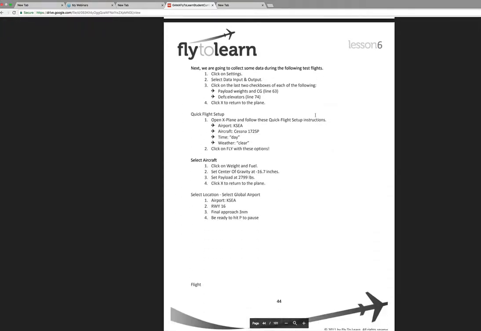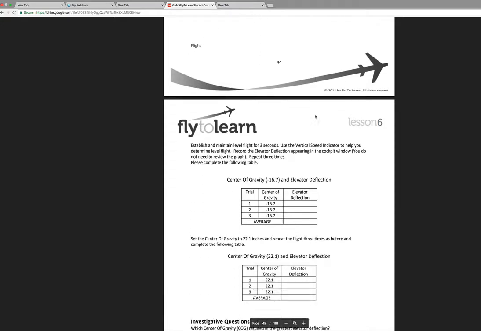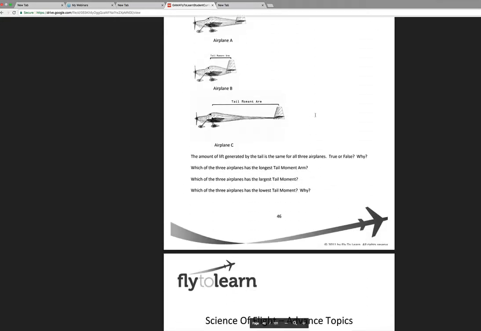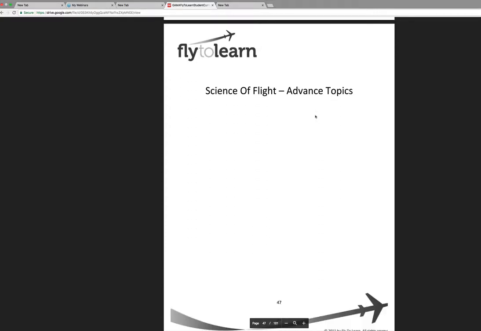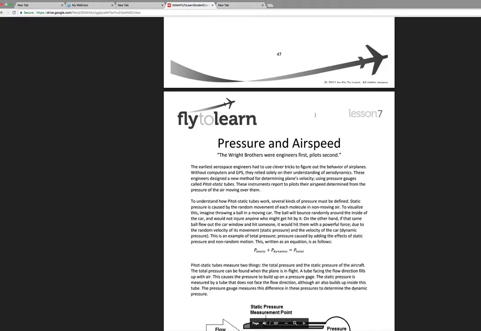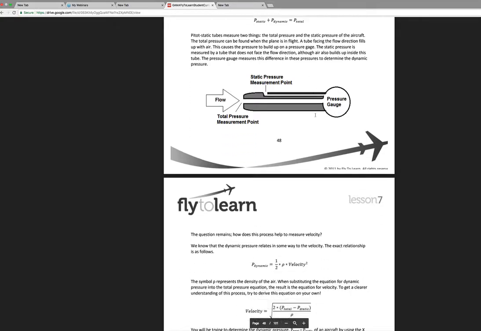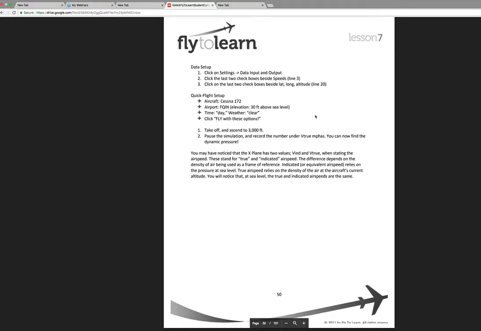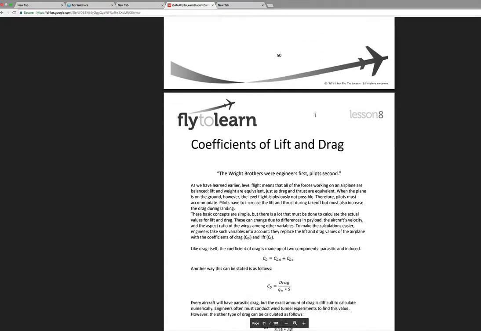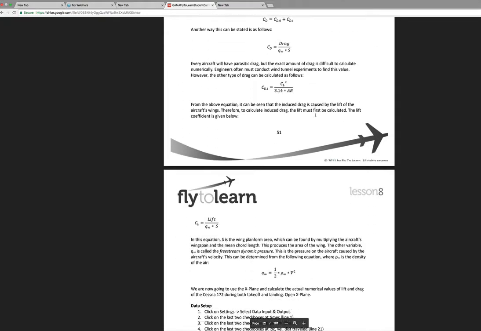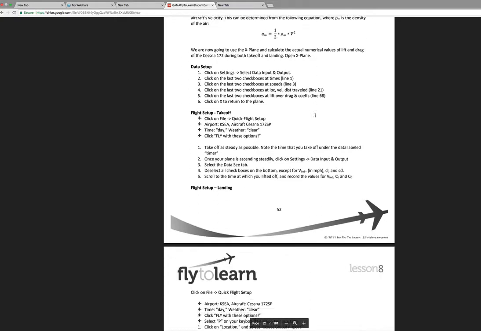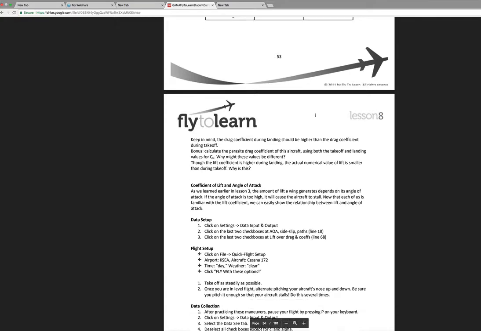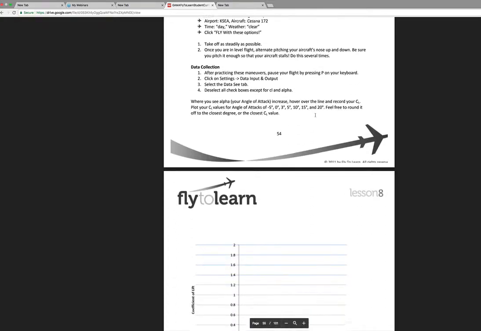Then we get into different size airplanes, which can get you into form and function. And that's advanced topics, pressure and airspeed. We calculate that, and once you start calculating that, you can calculate lift and coefficient of drag. So that's all that. All right, here we're coming up to what I wanted to hit next for today.